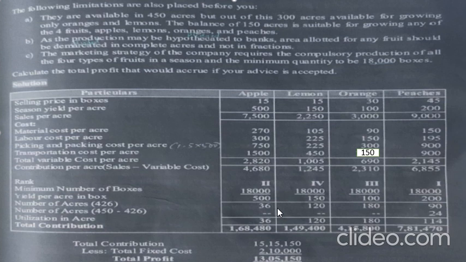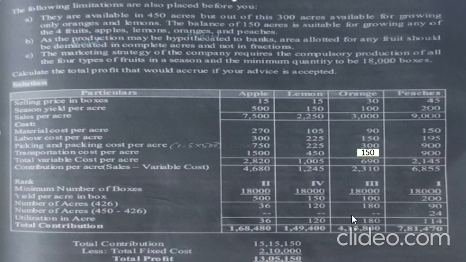So what is your balance acre? 450 minus 426 will give you 24. So that 24, we will push those acres to produce peaches, as it gives us good contribution and more profitability. So now we will move the balance acres to peaches, which is 24. So now 36 acres for apple, for lemon it is 120, for orange 180, and the remaining balance will be used for producing peaches. So 90 plus 24 acres will give 114 acres. So this is the total acres used.